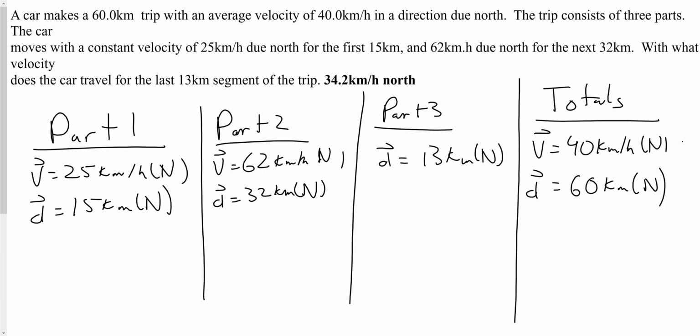Okay, so they want to know the velocity in part 3. In this one, they gave you the average velocity and the total displacement. Probably something you can find with those two numbers that might help you get V. What else do you need from part 3 to get V? Time.